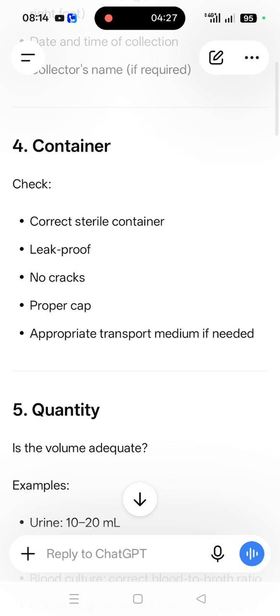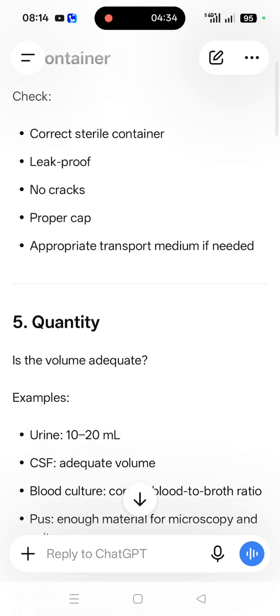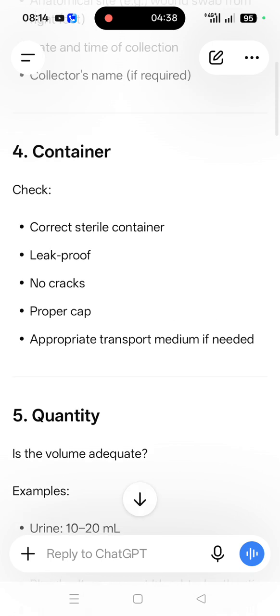So, container check: correct sterile container, leak proof, no cracks, proper cap, and appropriate transport medium if needed. These are all very, very important, and they have a reason, because it should be leak proof. Leak proof because we want the proper amount, otherwise it is risky for the person who is bringing it for you.